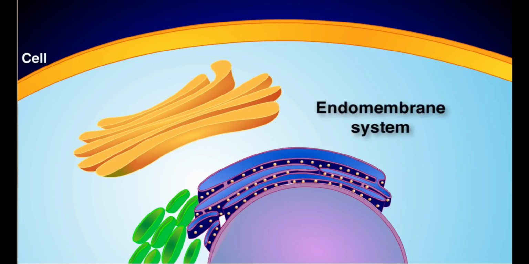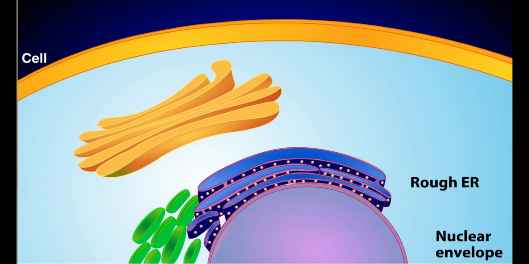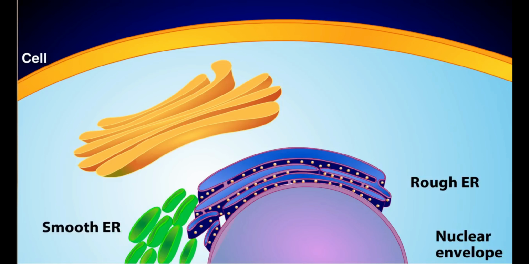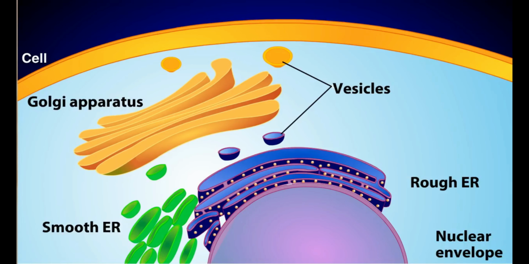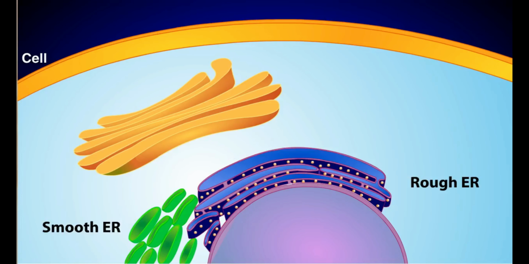The endomembrane system is a collection of membrane-based organelles that work together to create, modify, and export cell products such as proteins and lipids. It consists of the nuclear envelope, the rough and smooth endoplasmic reticulum, the Golgi apparatus, and several types of vesicles. Let's start our tour with the endoplasmic reticulum.